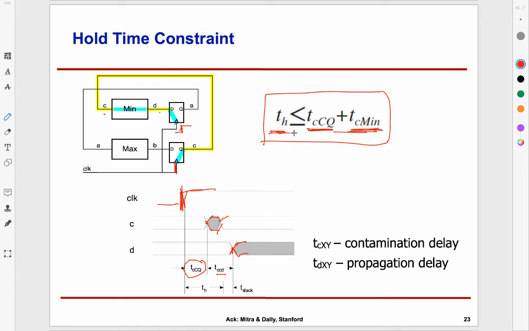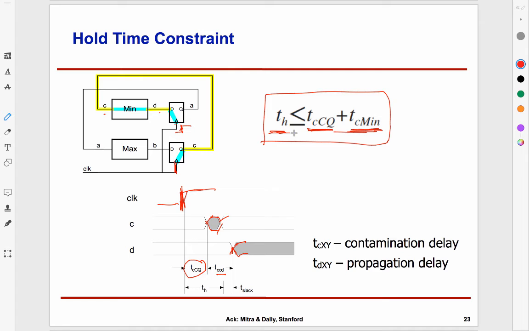You'll have to make sure that there is sufficient margin so that under worst case conditions of temperature, aging, manufacturing variations, all sorts of issues which can affect the delays, you still don't have any hold time violations. You have to make sure that under the worst anticipated scenario, you don't have any hold time violations.